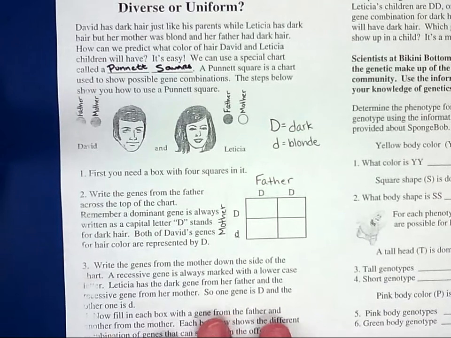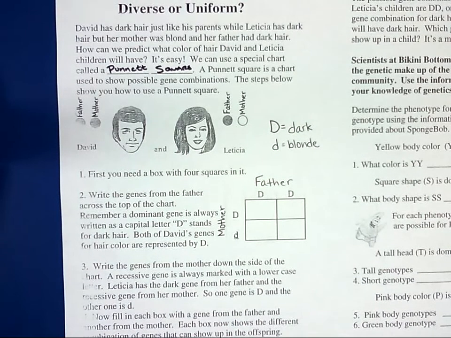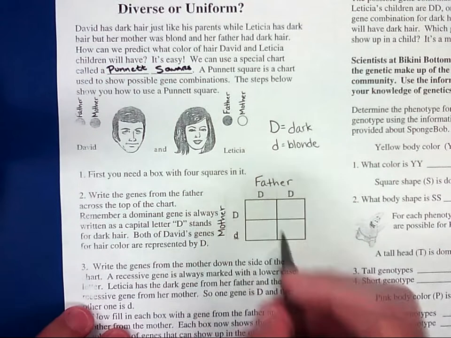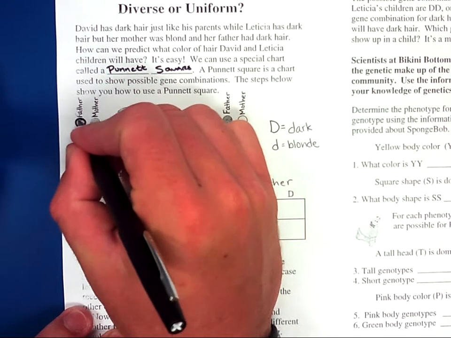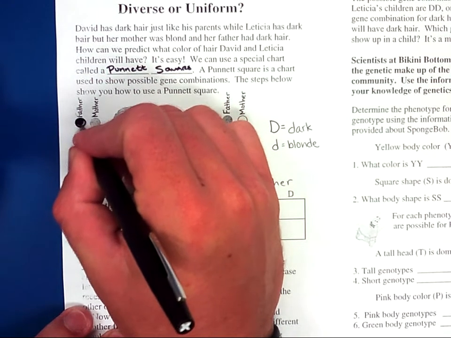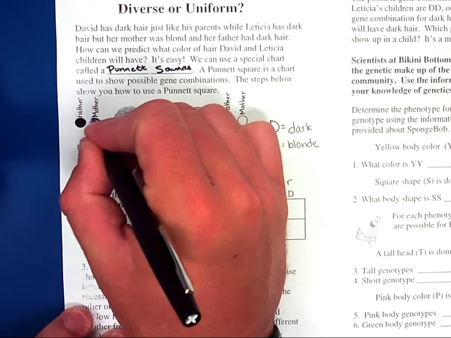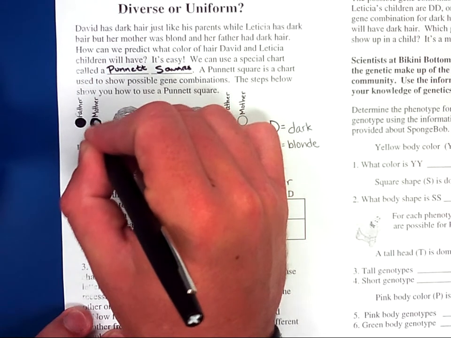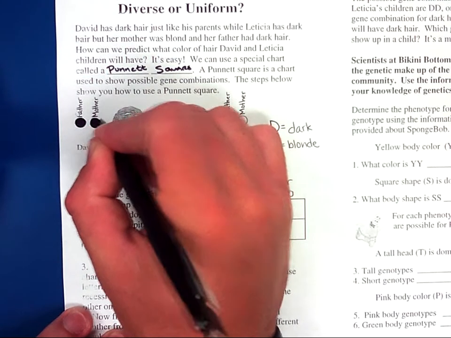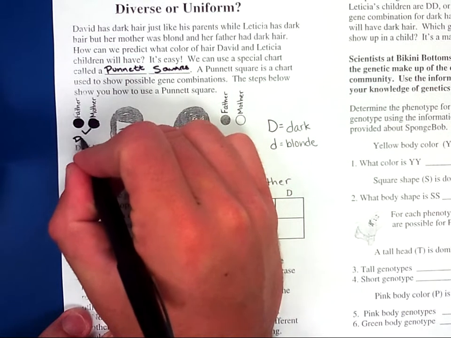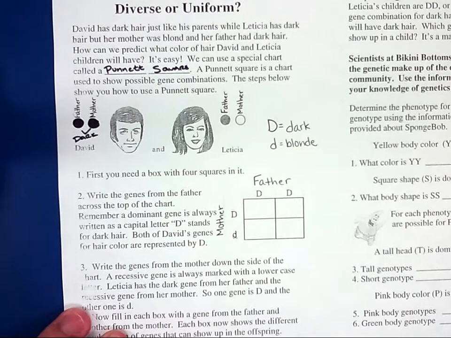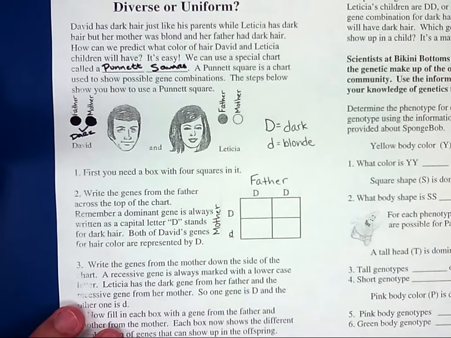A Punnett square is a chart used to show you possible gene combinations. The steps below show you how to use a Punnett square. So, when you look at David here, David's dad had dark hair, and his mom had dark hair. So what alleles did they give him? They both gave him dark alleles. The same, right? Yep. Both gave him dark.